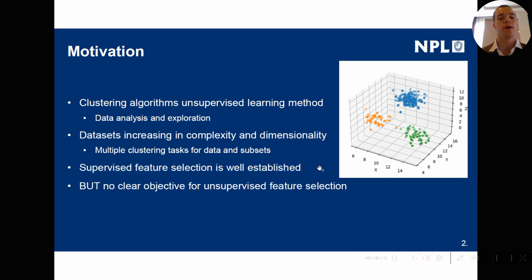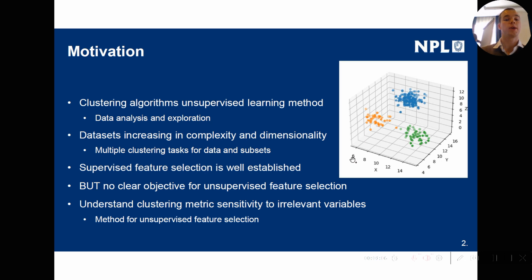So in supervised machine learning, feature selection is quite well established. But for unsupervised learning, this isn't the case, and there's no clear objective function to be optimized. So if we can understand how clustering metrics are sensitive to irrelevant variables, then we could use some of these clustering metrics as a method for feature selection for unsupervised learning.